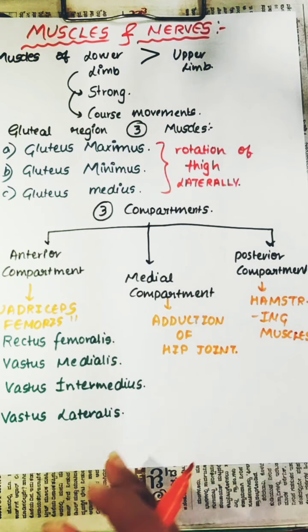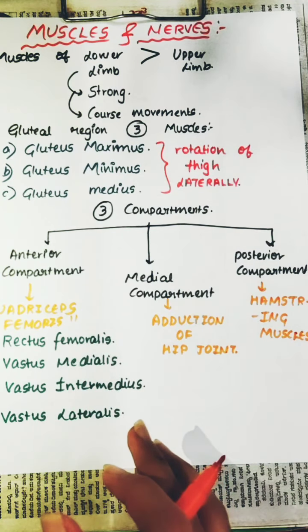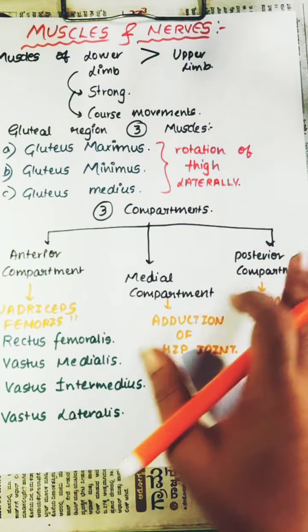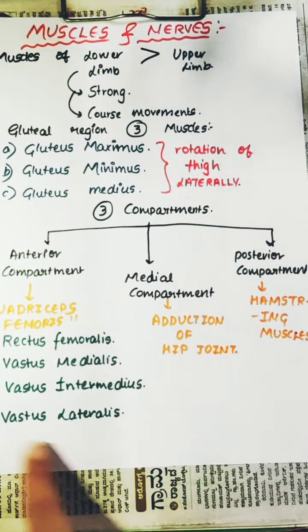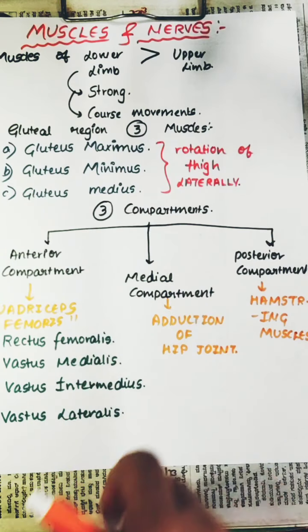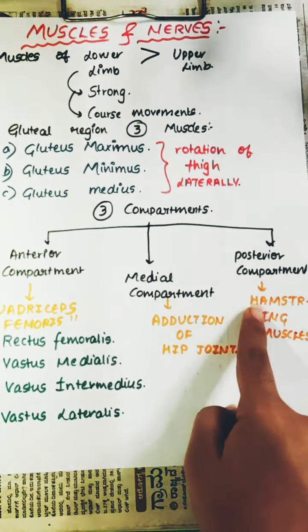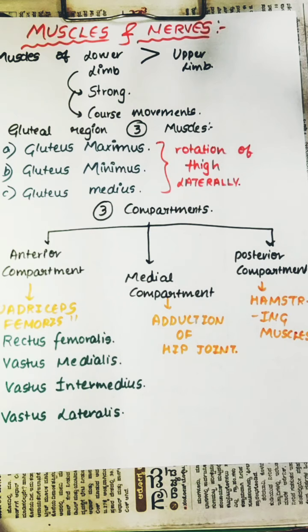So this was about the muscles of the lower limb. You have the anterior compartment, medial compartment, and posterior compartment. In the anterior compartment you have the quadriceps femoris, 4 muscles. The medial compartment usually helps in the adduction of the hip joint. The posterior compartment consists of the hamstring muscles.